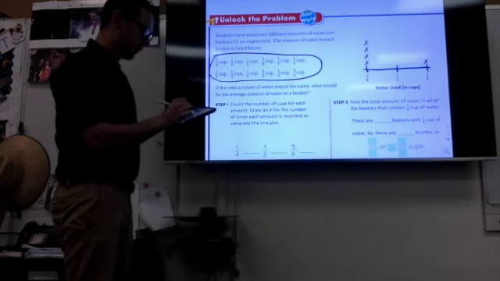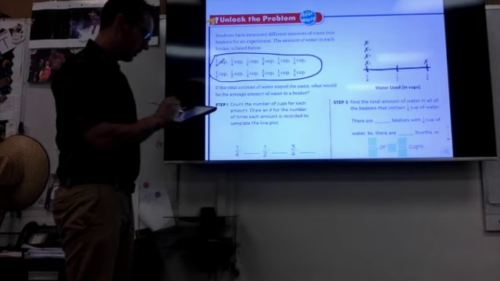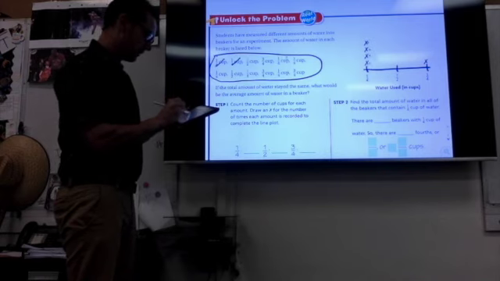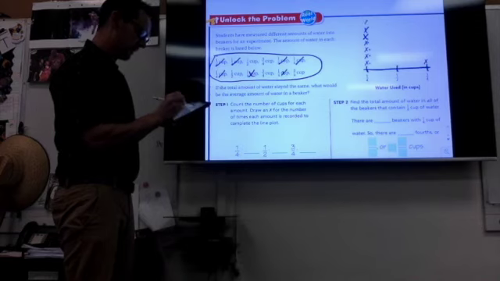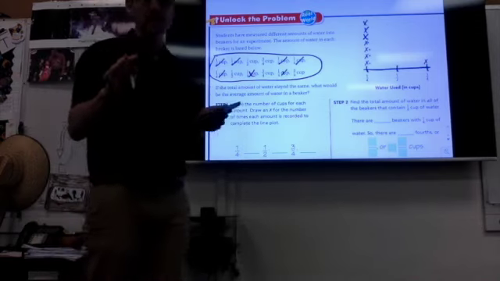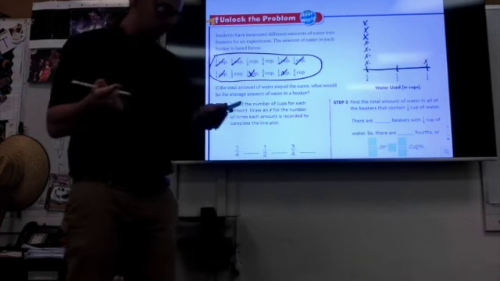So for 1/4, they have 1, 2, 3, 4 marks. So 1, 2, 3, 4. Oh, there's another one. That's 5. So I want to add one there. 6 and 7. So they measured 7 beakers that had 1/4 of a cup in them.